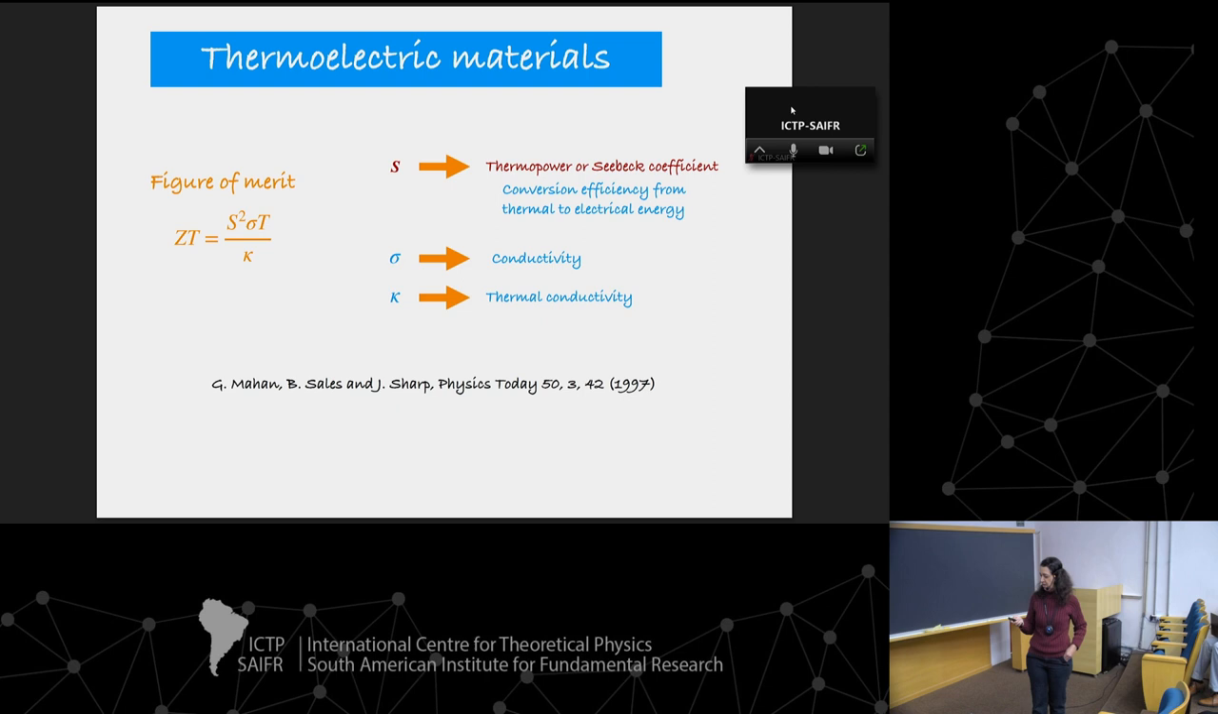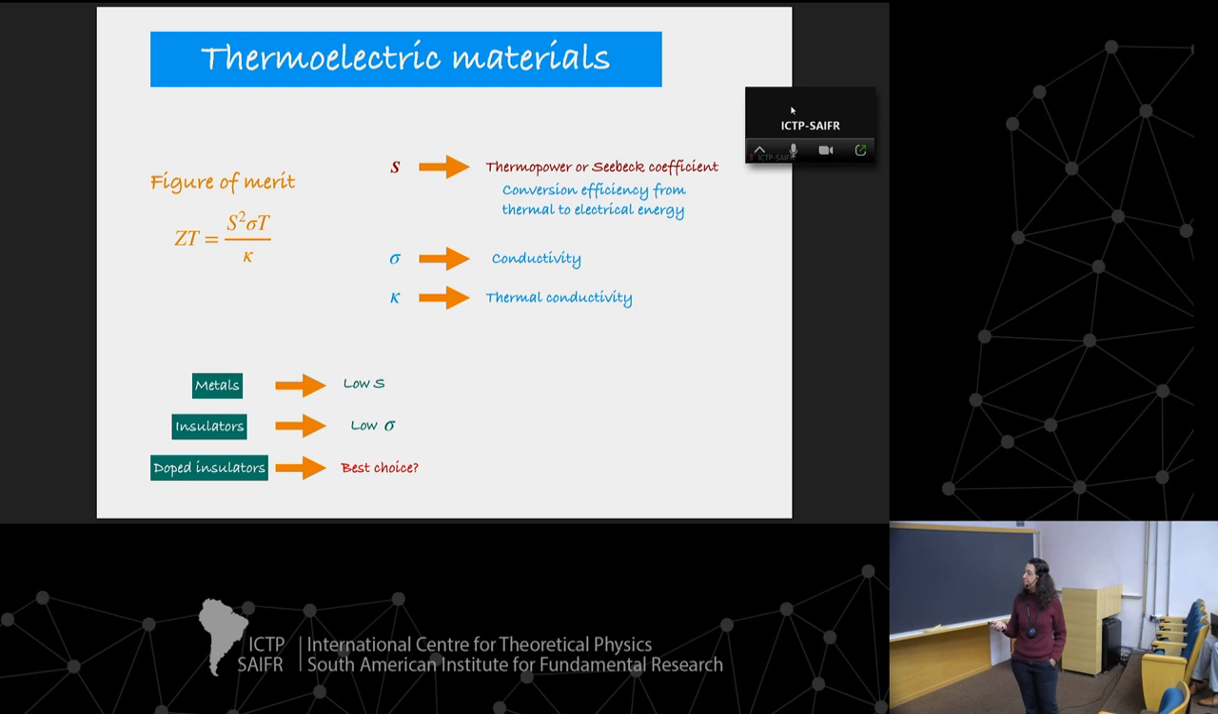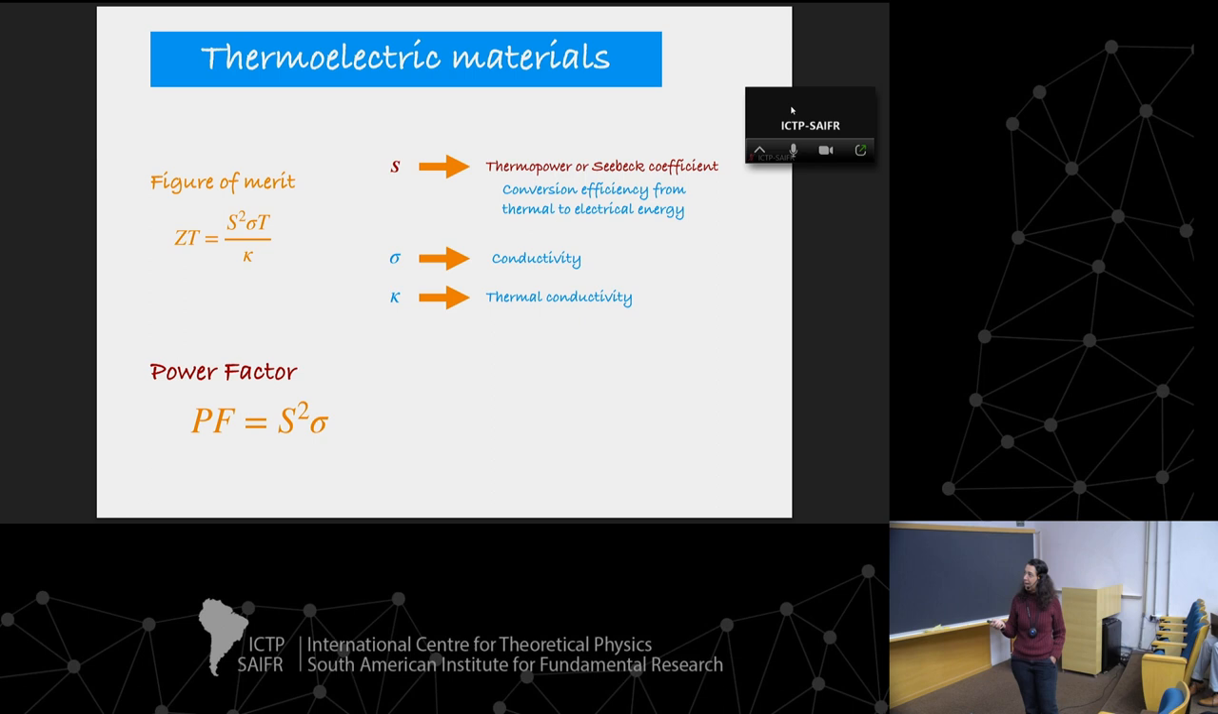So in the early days, what we had is that metals have a low Seebeck coefficient, so they are not very useful to increase Z. In insulators, the Seebeck coefficient is high, but on the other hand, we have small conductivity. So doped insulators used to be, at the time that article was written, the best choice for thermoelectric materials. Here, by the end, I'll be discussing not the figure of merit, but the power factor, which is only the numerator of this quantity. And it also is something we want to maximize.